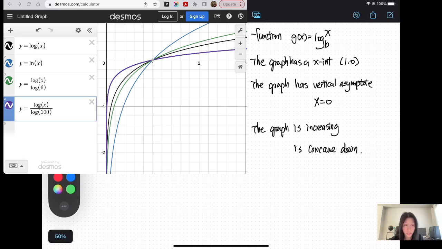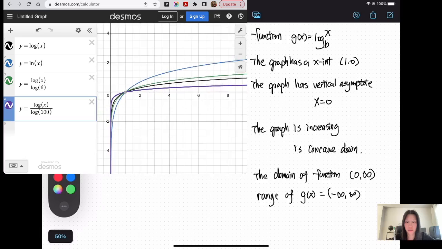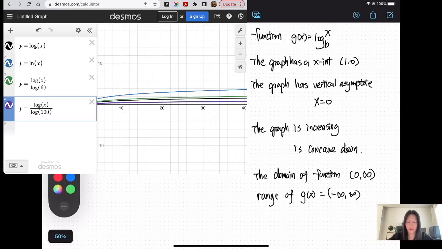And what's the domain in general? The domain of the function is from 0, not including 0, to infinity, which means x greater than 0. And the range of the function g of x is going to be all the real numbers, from negative infinity to infinity. The graph can go infinitely high, look at the graph here, they can go as high as you can and as low as you want.